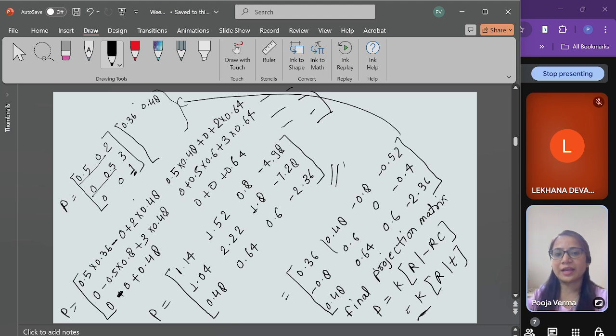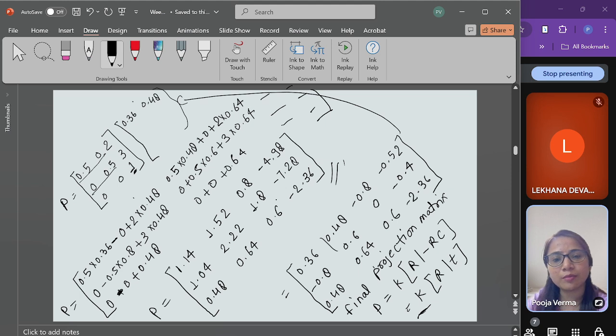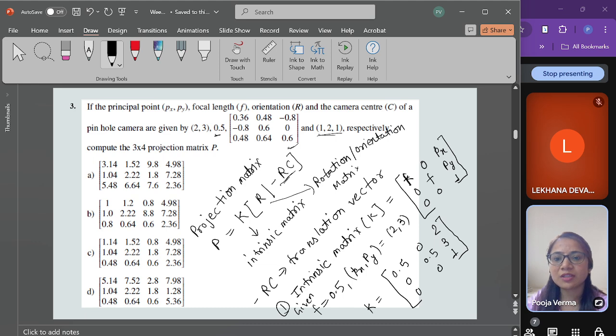Now if you match these values, you will get from here that option C is the correct one: 1.14, 1.04, 0.48. Here, if you see the minus sign in RC, just discard it. If the options are given with a minus, then the correct answer is this one. But if no minus is given in any column, you just remove it and match, and you will get that option C is the correct answer for this question.